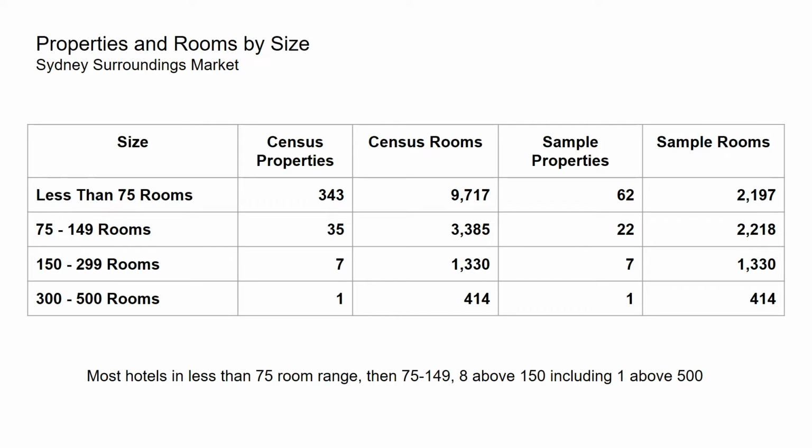Last but not least, we also have to look into the size in the market. As in the Sydney market, most of the hotels are in the less than 75 room range, followed by 75 to 149, and there are 8 properties above 150 rooms, including one of them above the 500 room range.